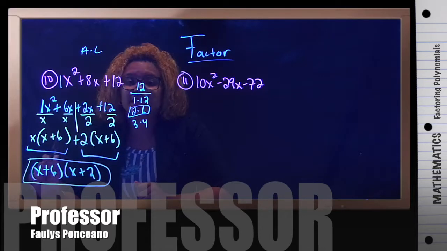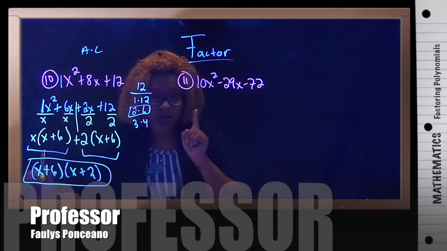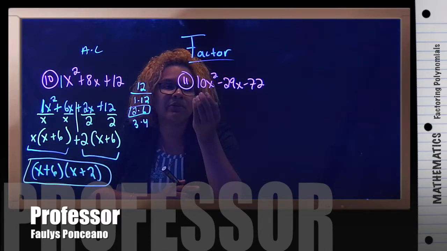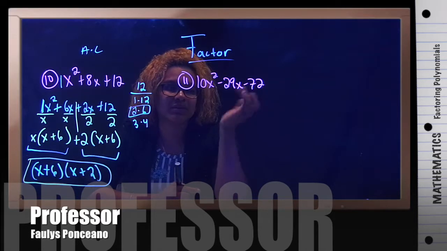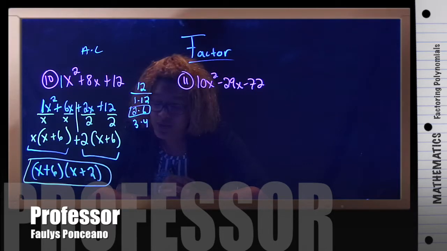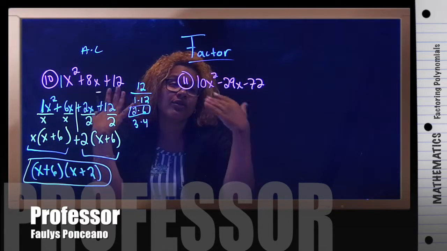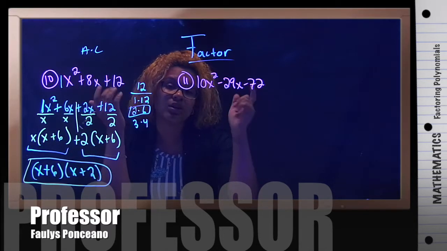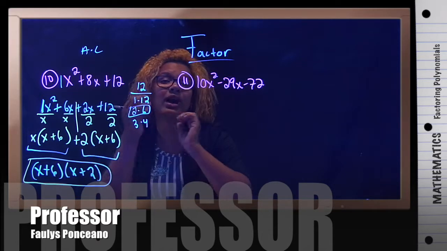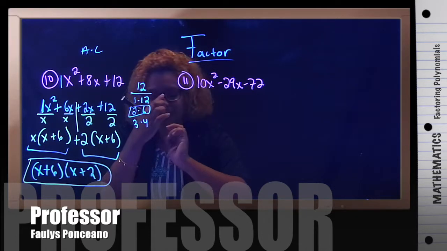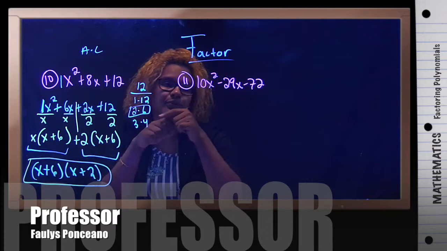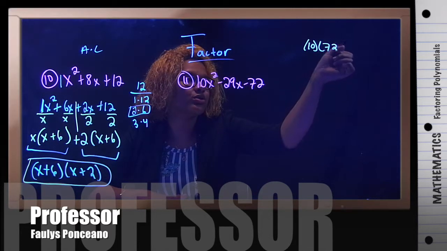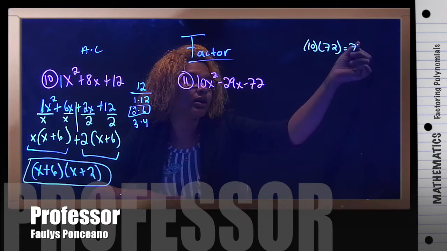Now this one, let's look at it. Step 1, as always, is there a GCF? Do you have a common factor between 10, 29, and 72? I can go ahead and tell you that we do not have a GCF. Do all the terms have a variable in common? No, because this right here does not have an x. So we automatically go and multiply A times C. In this case, the 10 times the 72 gives us quite a large number.